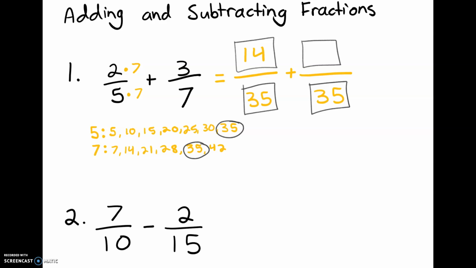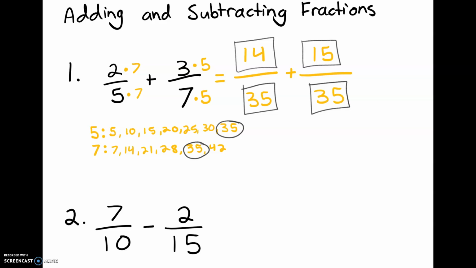Then we do the same thing for our second fraction. So we've got 3 and 7. 7 is trying to become 35. 7 times 5 equals 35, so that means I have to multiply the top also by 5. So 3 times 5 is going to give me 15 up here on the top. So now all I've done so far is rewrite my problem so that I have common denominators. I've created two equivalent fractions.